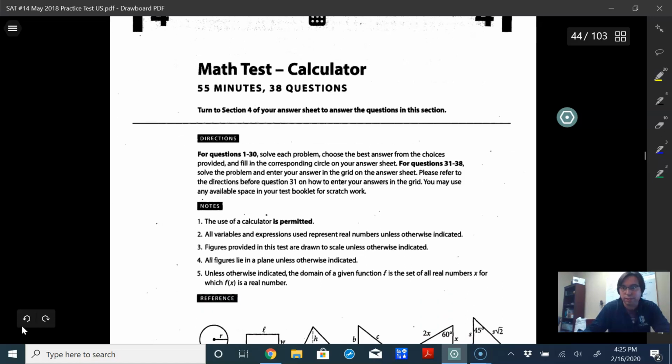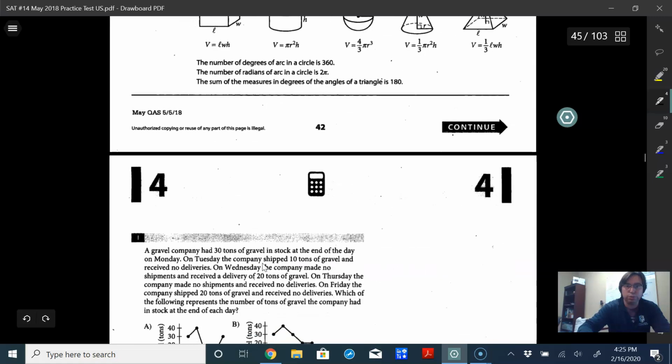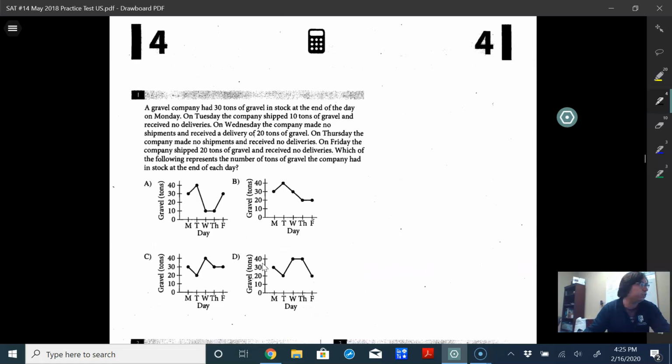May 2018 Section 4 test. Within this, we're going to be going through the answer solutions on this section of the test, and helping you better understand what you should be looking for and how to try to solve these questions a little bit more effectively.